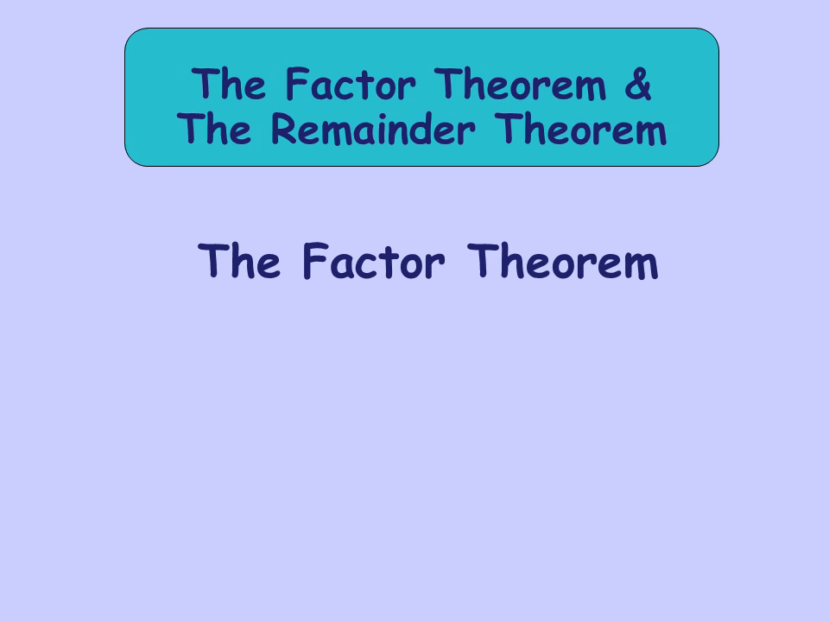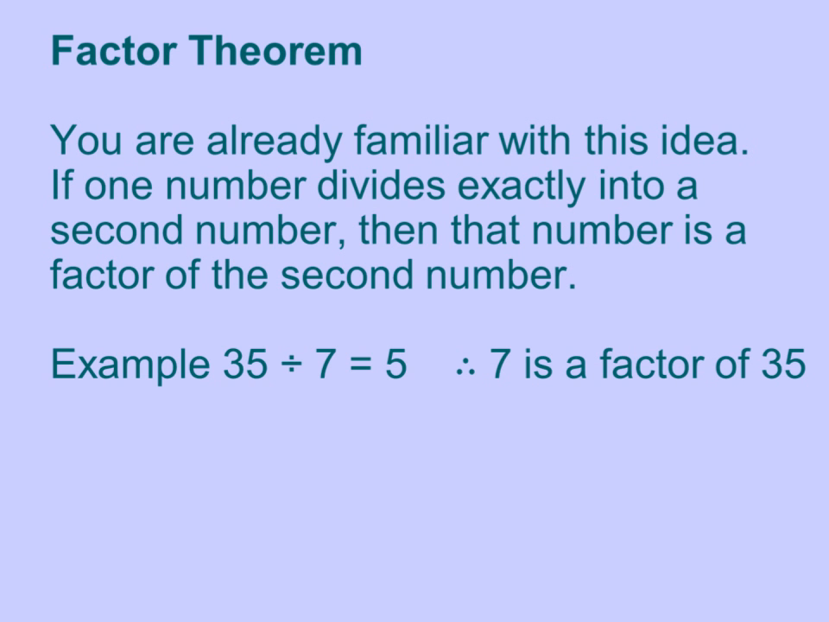We're now going to look at the factor theorem and the remainder theorem. Let's tackle the factor theorem first. You're already familiar with this idea. If one number divides exactly into a second number, then that number is a factor of the second number. So for example, 35 divided by 7 is equal to 5. Therefore 7 must be a factor of 35.